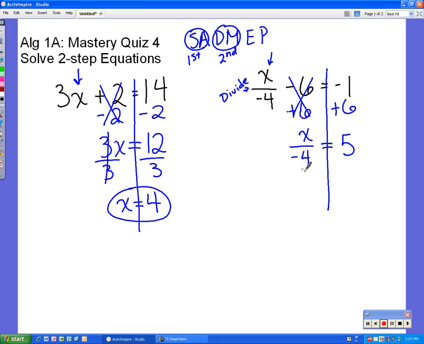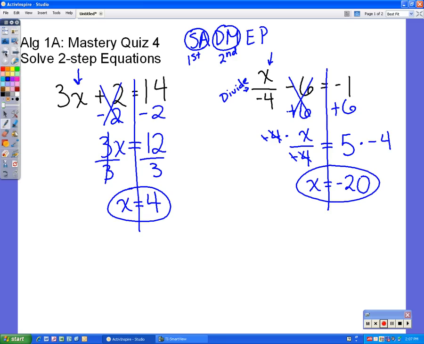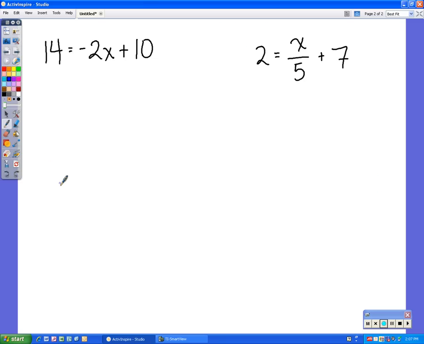Now all I have to get rid of is my negative 4. Remember, to undo division, we use multiplication. So I'm going to multiply both sides by negative 4. I can cancel things if they're the same on the top and the bottom. So I can actually cancel these negative signs and I can cancel the 4's. So I have x is equal to 5 times negative 4, which is negative 20. And that is my answer. If you would like to see a couple more examples, I have 2 more for you.